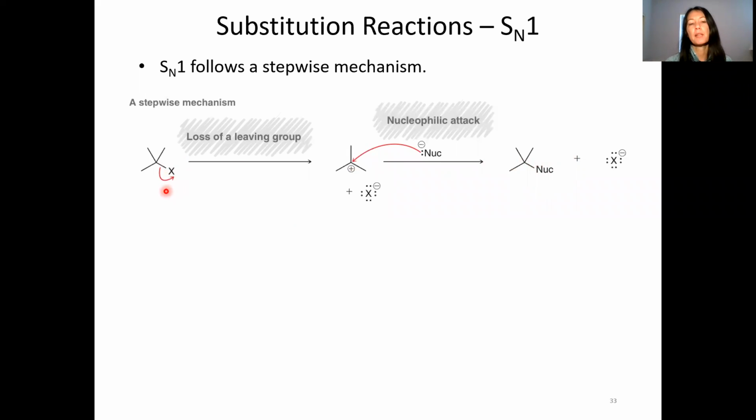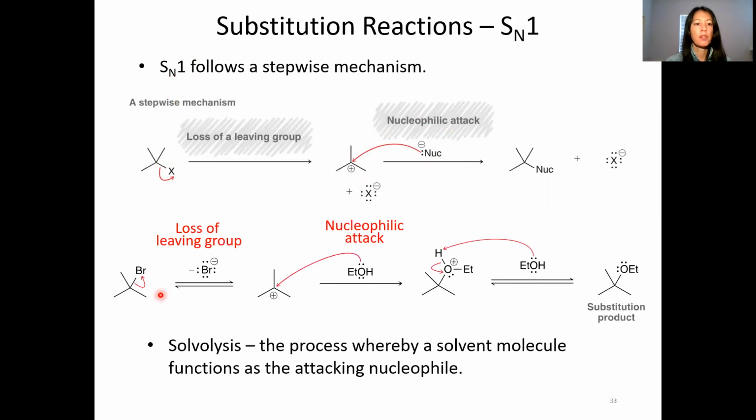This is different because this is stepwise, and the one thing to remember is this one here is unimolecular, and by itself, it's going to lose its halide as a leaving group to form a carbocation. And then in a second step, a nucleophile will come in, react at that electrophilic center to give you your substitution product. We can look at this specifically with this alkyl bromide here.